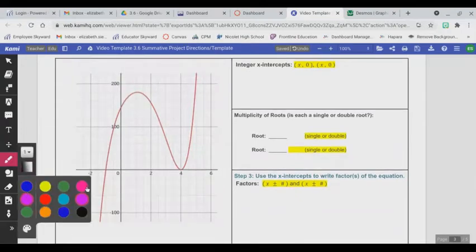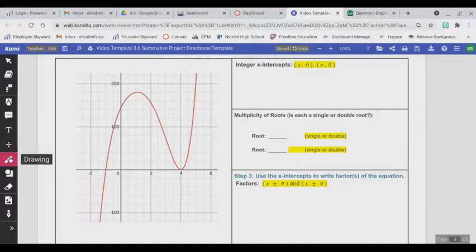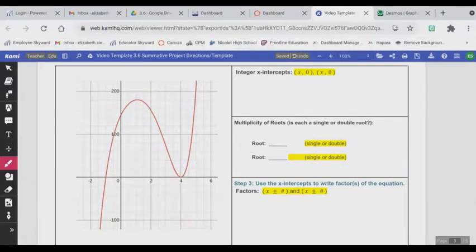All right, so from here, I'm able to answer my questions. It starts with my integer x-intercepts. They want me to label them as an ordered pair. Looking at my graph, it looks like it crosses right here and right here. Just be very careful on how it's counting. It looks like this would be 1 and this would be 3. So just be aware of how your graph is counting depending on how you zoom in or out. It might change your scale.